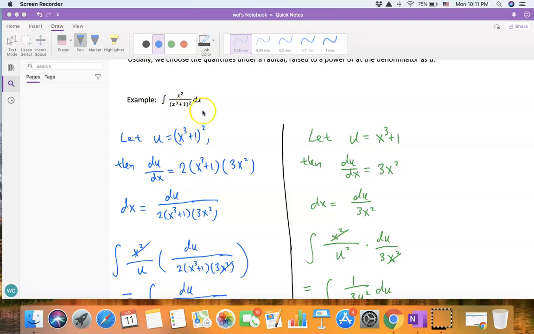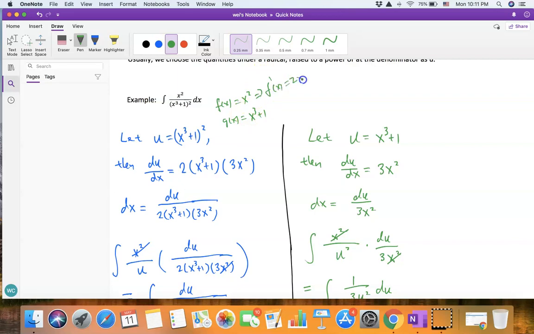The outer function is x squared, and the inner function is x to the third plus 1. So the derivative of the outer function is 2x, and the derivative of the inner function is 3x squared. That's why the derivative of this is 2 times g(x), which is x to the third plus 1, times the derivative of the inner function.